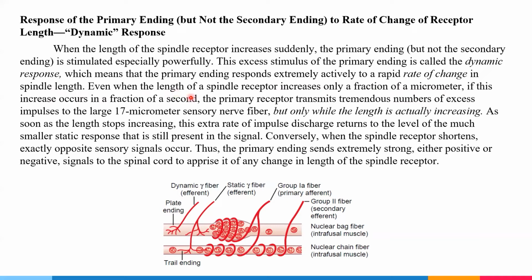Even when the length of a spindle receptor increases only a fraction of a micrometer, if this increase occurs in a fraction of a second, that is, there is an increased rate of change of length of the receptor, the primary receptor transmits a tremendous number of excess impulses to the large 17 micrometer sensory nerve fiber, but only while the length is actually changing or increasing. Not only does the change in length need to be fast, but the time within which this change occurs also needs to be short.